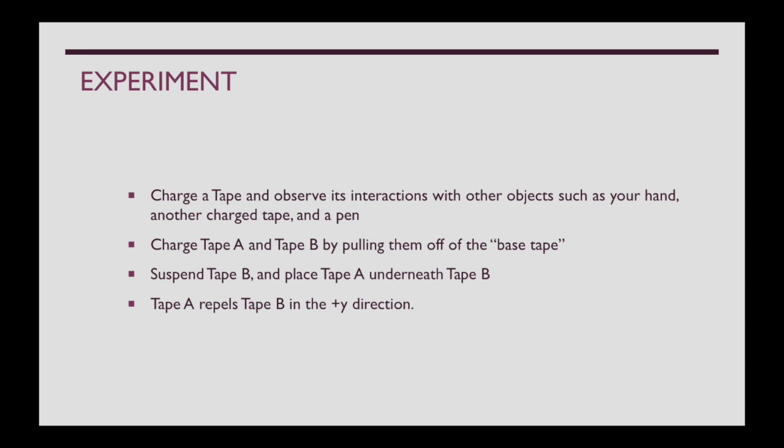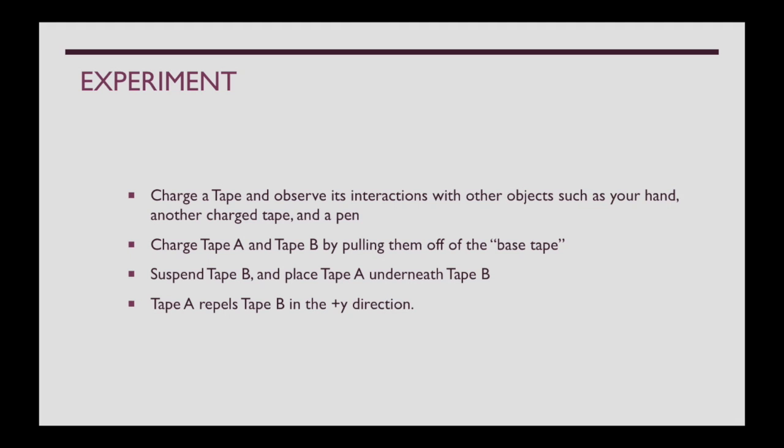First, a clear piece of plastic tape is charged. A piece of charged tape is referred to as a U-tape. This is done by quickly pulling the tape off of the base tape, which is a piece of tape that is taped to the table or a hard surface. Interactions between this charged tape and a hand, a charged pen, and another piece of charged tape are observed. Also, the charged tapes should be handled as little as possible. If they are handled too much or come into contact with a lot of other objects, they lose their excess charge and their interactions will not be able to be seen.